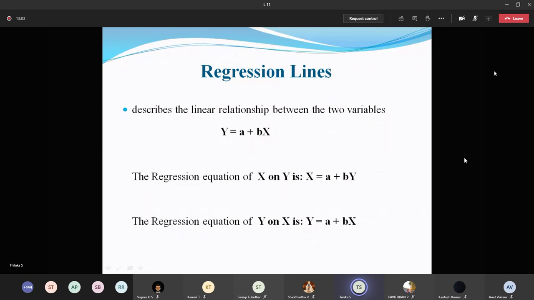Because we can't measure exactly which one is the cause and which one is the effect, here we can just measure the direction of the variables. So we have two equations. One is of x on y, the other one is of y on x.